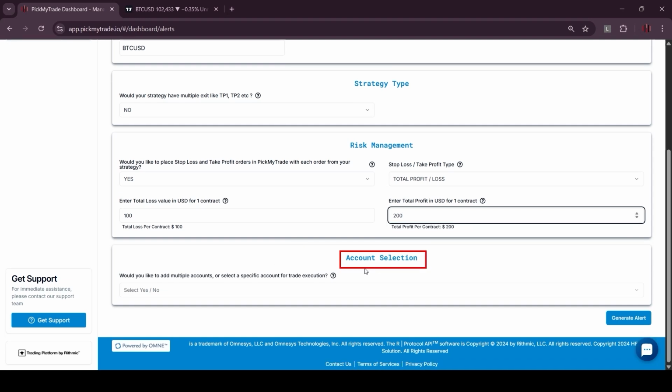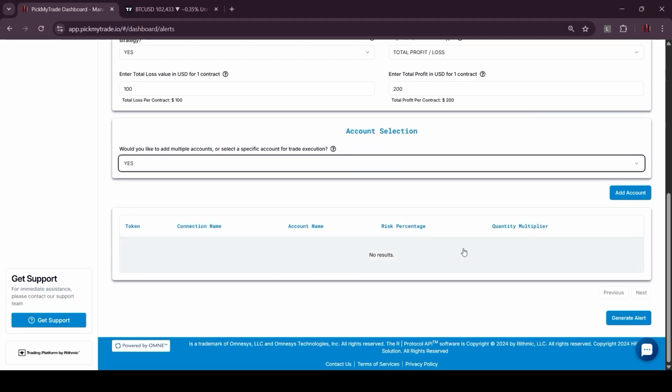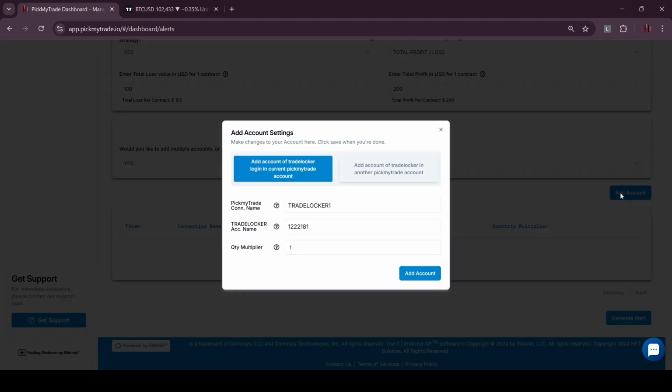Then we have the option of the account section. Would you like to add multiple accounts or select a specific account for trade selection? So you can just select yes. Here you will get the option to add an account. So if your TradeLocker is already connected to PickMyTrade, then all those details will appear by default.